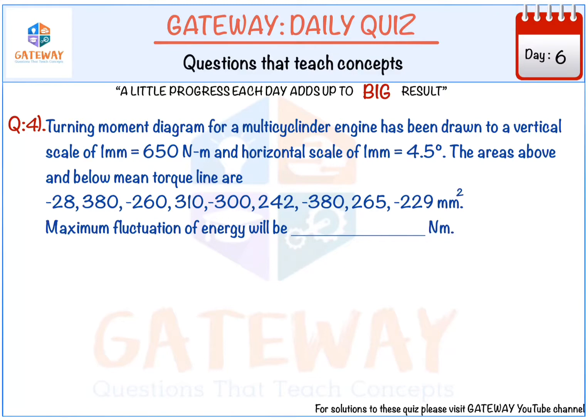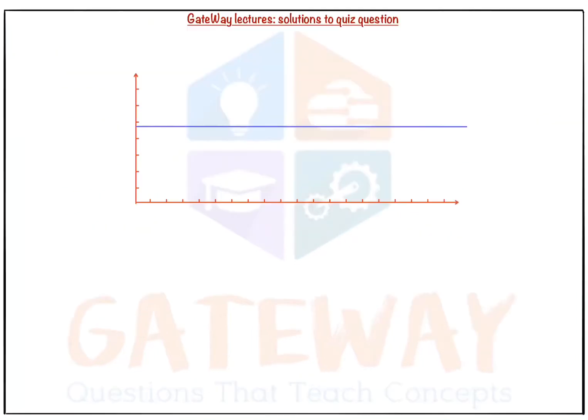So we can initially draw the curve here, the T theta diagram. By observing the data, this is our T theta diagram. T is here and theta is here, and the vertical scale for T is given as 650 Newton meter for 1 mm, and on the horizontal, theta is given as 4.5 degrees, nothing but 4.5 into pi by 180 radians. And as per the given data, let this first point be A.